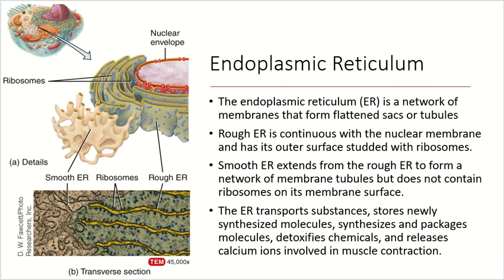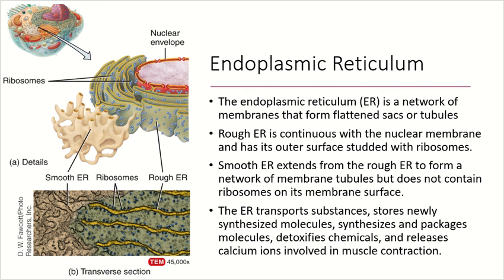That brings us then to the endoplasmic reticulum. This is a network of membranes that are going to form these flattened sacs or tubules. The rough endoplasmic reticulum is continuous with the nuclear membrane, and it has an outer surface that's studded with ribosomes. It gives it kind of that rough look, which is where it gets its name. All right. The smooth endoplasmic reticulum is going to extend from the rough endoplasmic reticulum, and it's going to form a network of membrane tubules, but it does not contain ribosomes on its membrane surface, hence the name smooth.